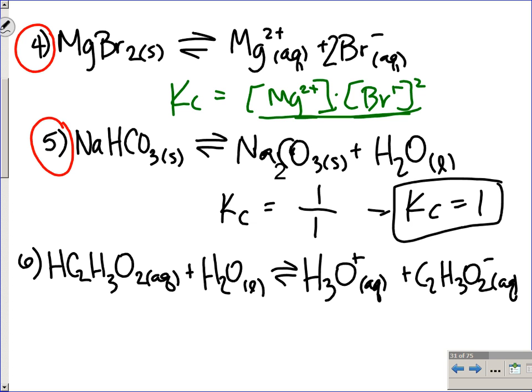I made you guys do this because you're going to forget to look at the states of matter every time, unless it hits you like, oh yeah, I can't do that. Oh, I can't do that one either, right? So in this one, you couldn't include anything. In this case, this equilibrium is equally favorable in the forward and reverse direction, which is why it is 1, because that's the only way you'll get an equal ratio of products versus reactants.